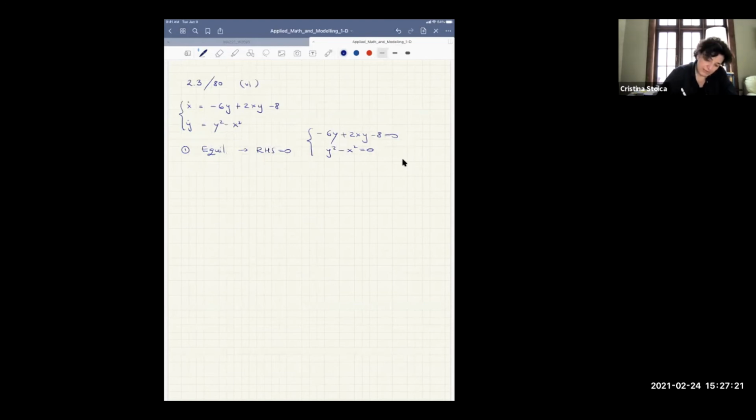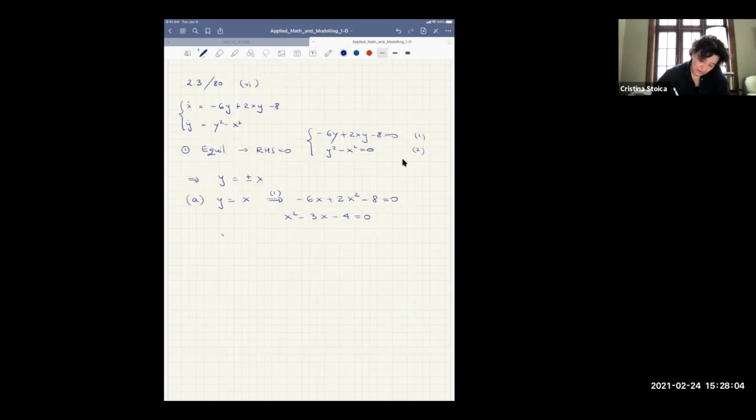So this means that y is plus or minus x. Here I have case A, let's say with plus minus 6. So let's say y is x, then we go into the first equation. Substituting into equation 1, we get minus 6x plus 2x squared minus 8 is 0, or x squared minus 3x minus 4 is 0.